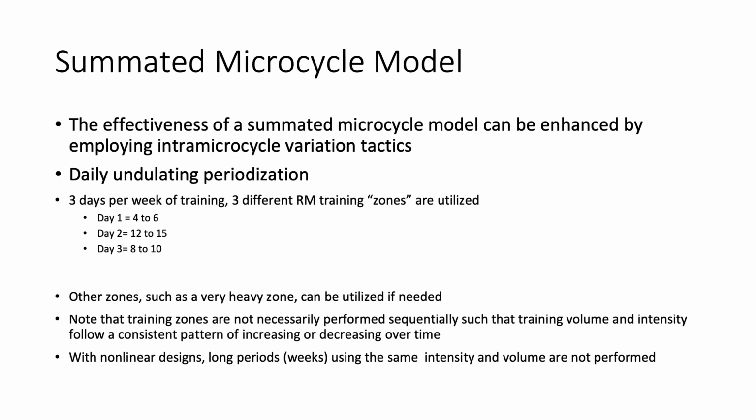The effectiveness of a summated microcycle model can be enhanced by employing intra-microcycle variation tactics. So this allows for different intensities to be utilized on different training days. The term associated with this is daily undulating periodization. With this, you can have an athlete training at different repetition schemes to help target a specific adaptation or training goal. So for example, if a goal of your athlete is to increase strength, then a couple days of training would focus on the strength intensity and repetitions, while another day is set more for the hypertrophy endurance repetition scheme.